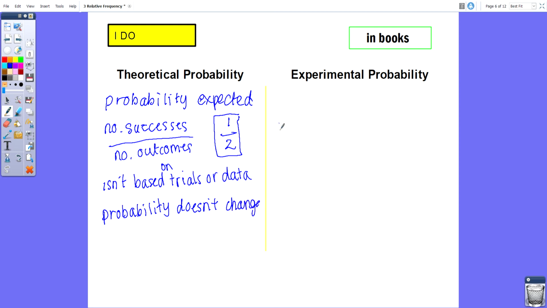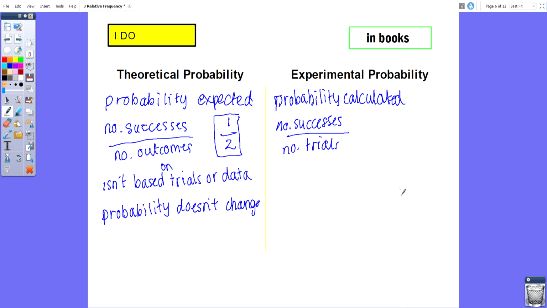On the other hand, experimental probability is probability we've calculated. So we saw before that it entirely relies upon data we've used, and it's found by dividing the number of successes, so how many times we flipped a head, over the total number of trials, so how many times we've actually tried flipping the coin. So this can be any kind of probability. We know it's going to get closer and closer to the theoretical probability the more times we do it, but it can be any probability between 0 and 1 for an experimental probability, depending on how many trials we do.